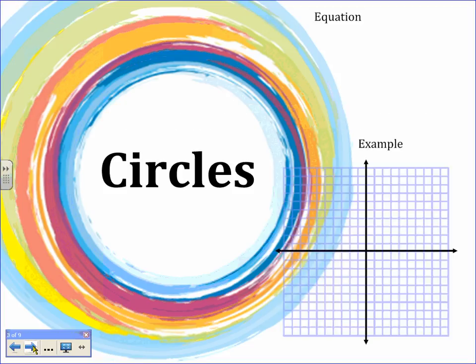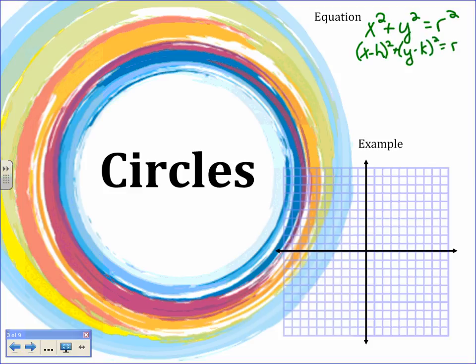So circles. The equation for a circle, in general, if it's centered on the origin, we're used to seeing it looking like x squared plus y squared equals r squared. And if you want to put the center in there, h comma k, then that would be x minus h squared plus y minus k squared equals r squared, where the center is h comma k.